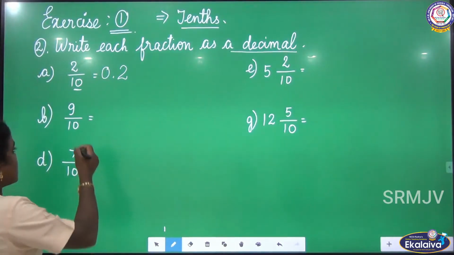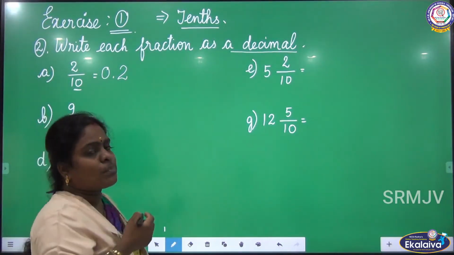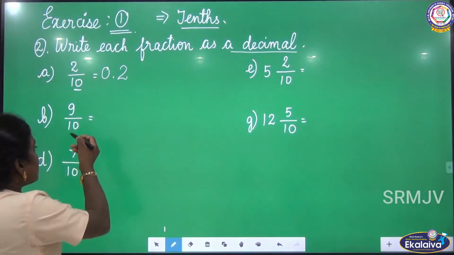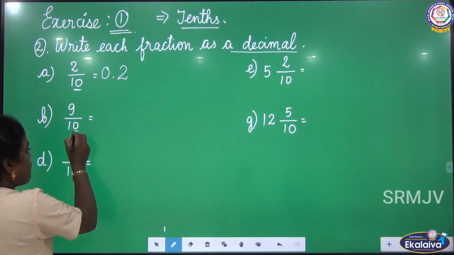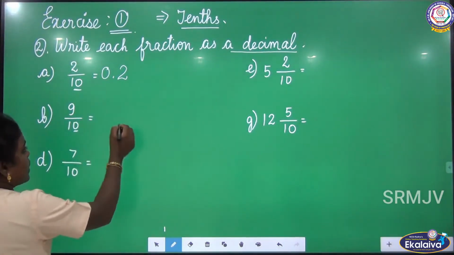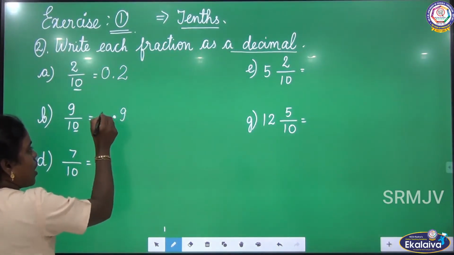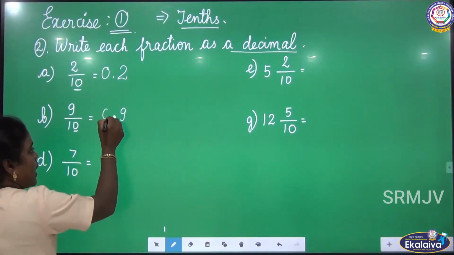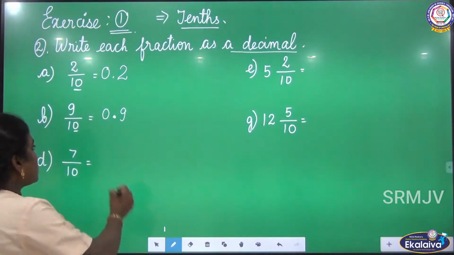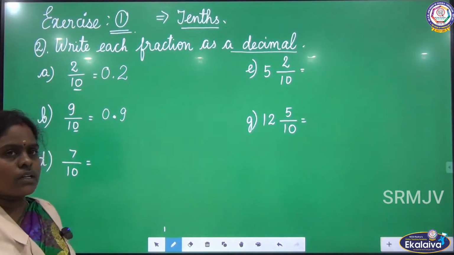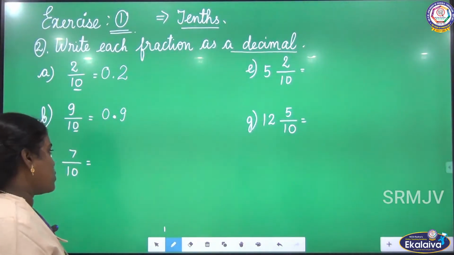Look at the next question, 9 by 10. As we are learning the concept tenth, we have all the denominators 10. So, here also we have 1 zero. Write down the given numerator, and a digit before you have to place the dot, and in the whole number part write 0, because in the numerator we have only one digit. So, in the whole number part we have to write 0.